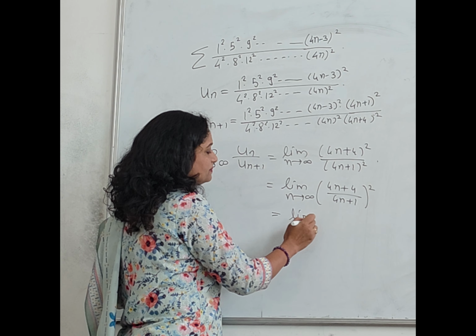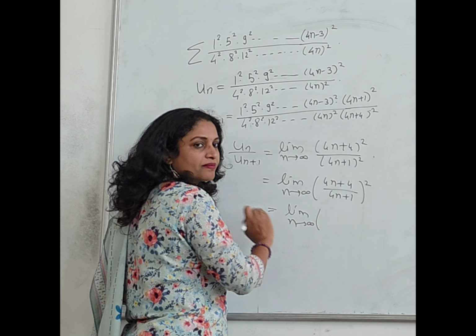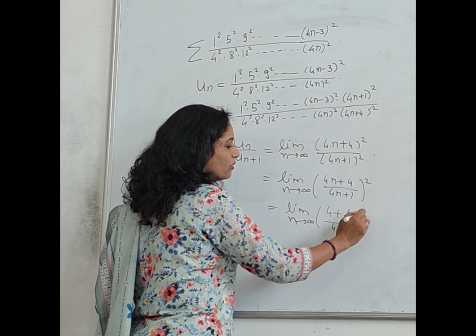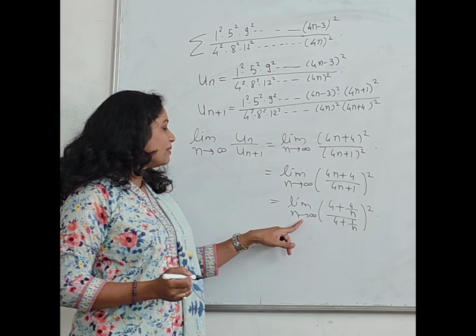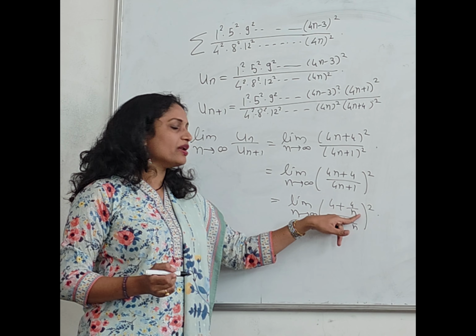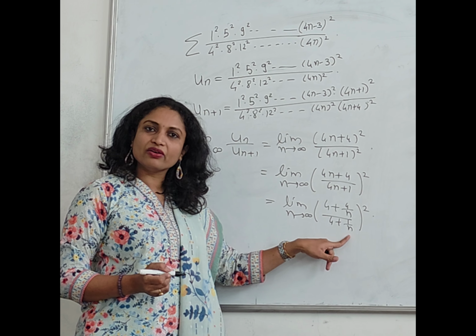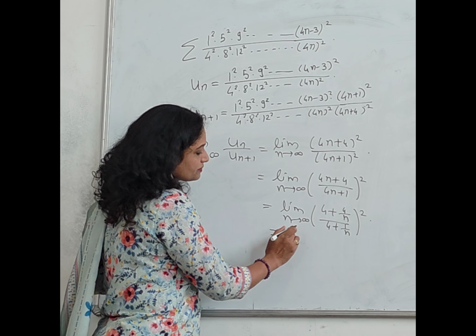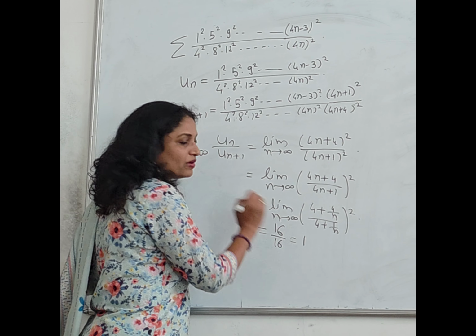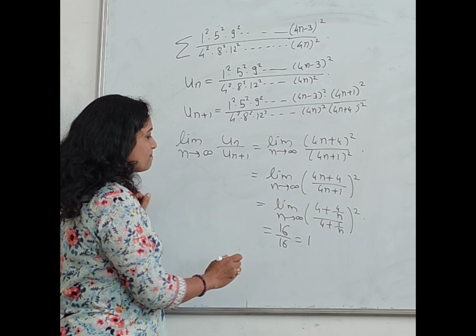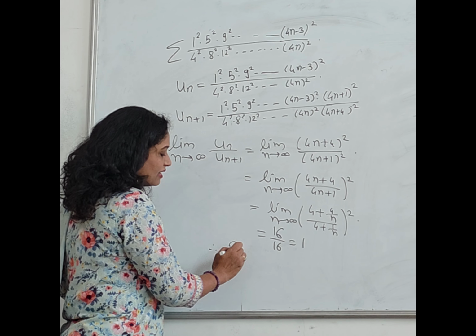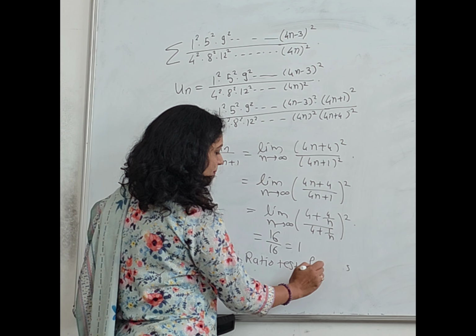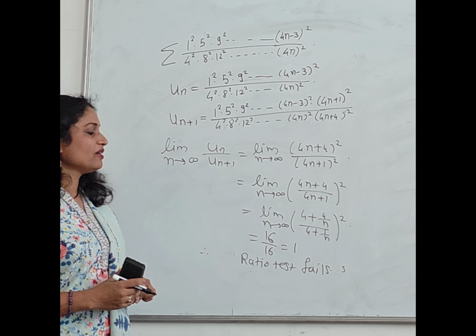So you will have 4 plus 4 upon n upon 4 plus 1 upon n, whole square. If you put the limit here, n tending to infinity, 4 upon infinity is 0, 1 upon infinity is 0. So this will be 4 square upon 4 square, that is 16 upon 16, that is 1. This says by ratio test, as it is failing, what are you going to use?